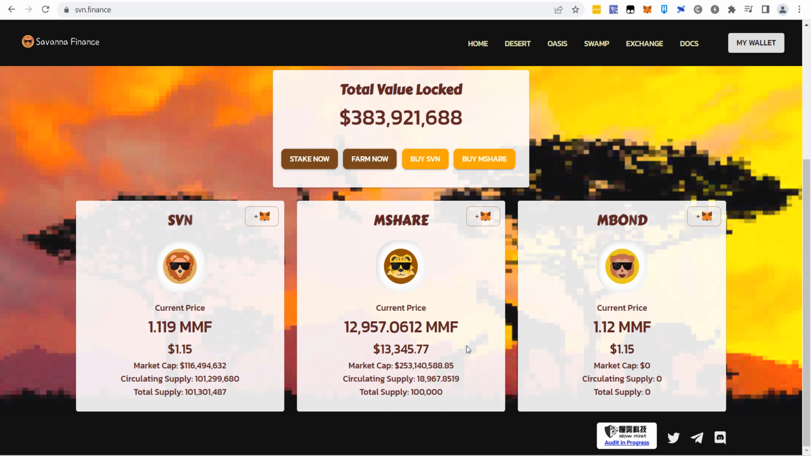And historically, there comes a point in time when this happens in almost every algorithmic stablecoin. Unless the team is standing by with additional funds to buy up SVN, they can extend the life of it for a while. But at some point, it tends to collapse.